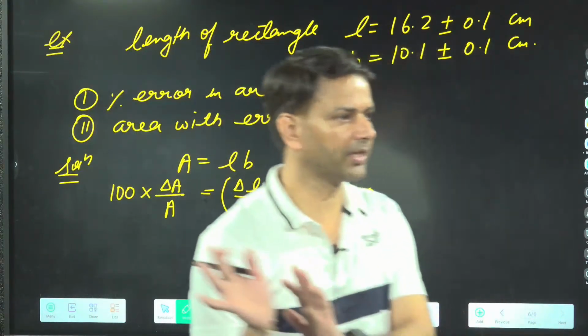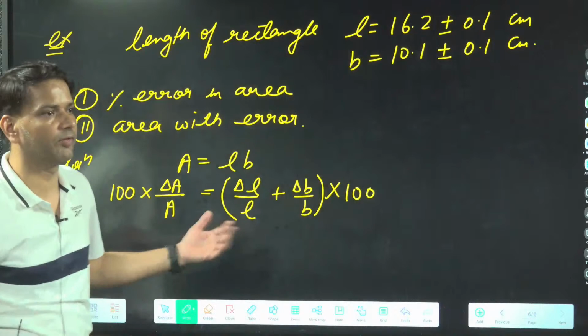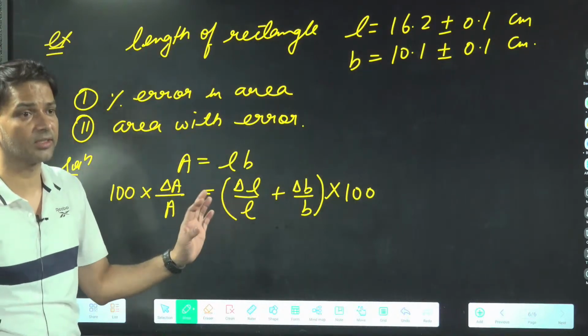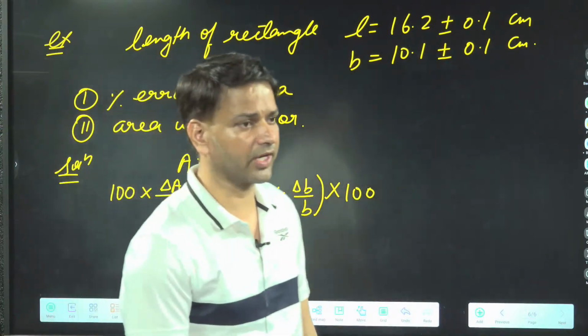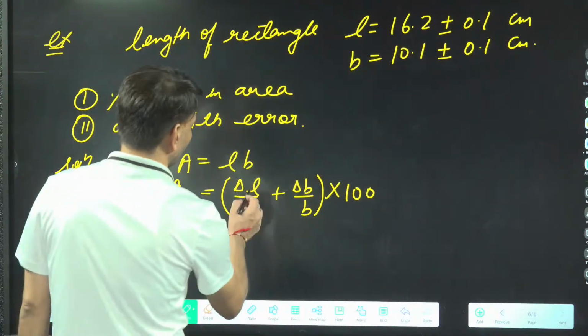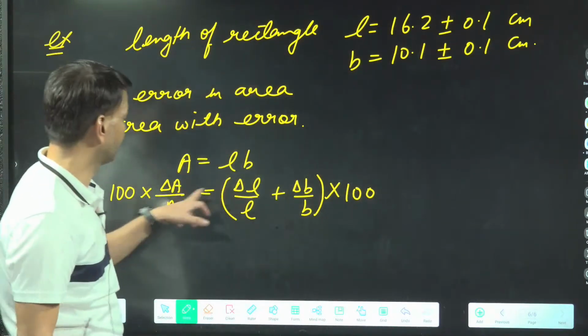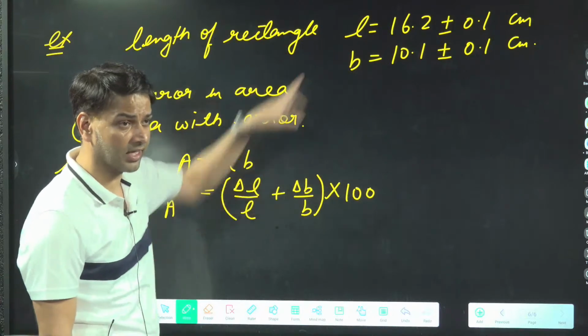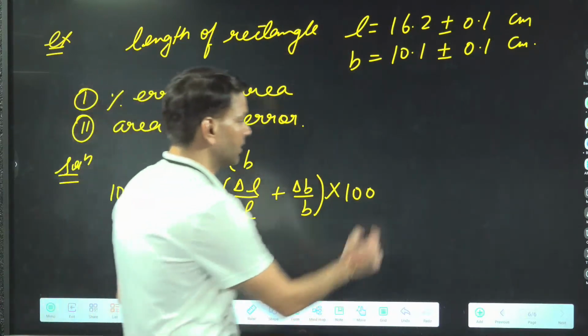I think everybody has now understood this formula for the area, and for any quantity that is a product, we can find the fractional error this way. Now to calculate the percentage error, what is delta L? Error in the length. Error in the length is 0.1.